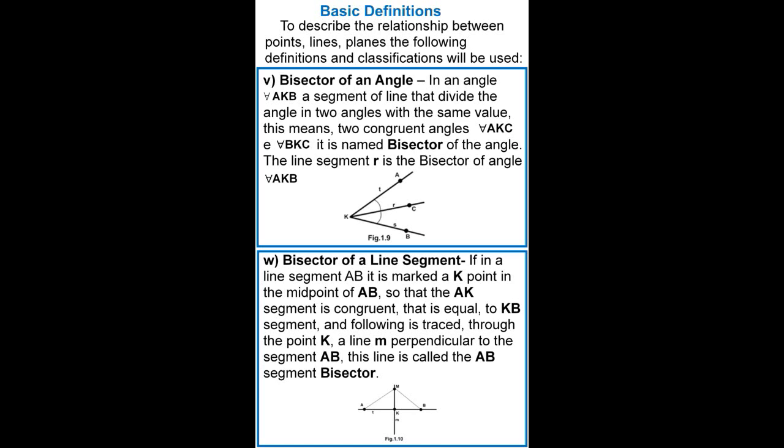That is, the AKM and BKM angles are supplementary. The line M, which is perpendicular to the line T and which necessarily passes through the midpoint between A and B, is called the perpendicular bisector of the straight line segment AB. The figure 1.10 shows the line M, and that is the bisector of the line segment AB.